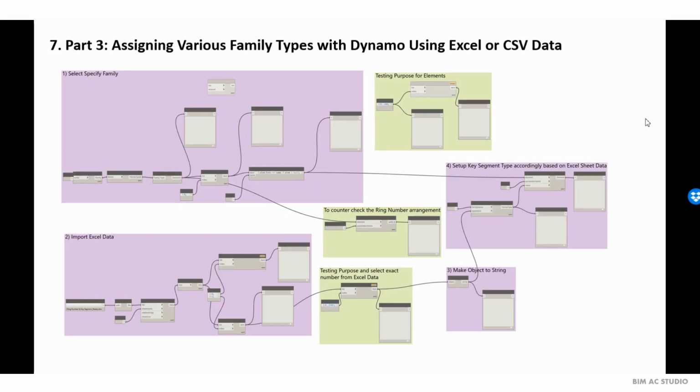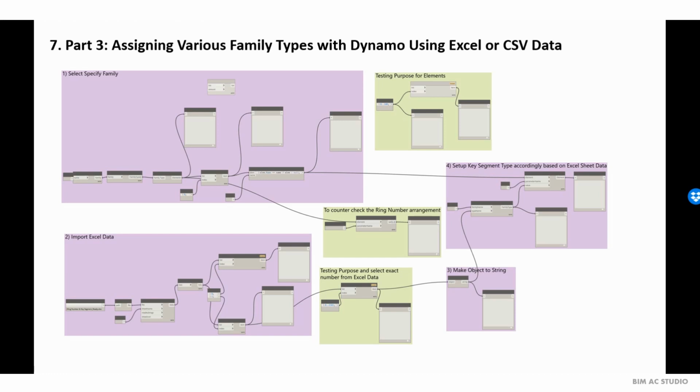Alright, so here's Contact number 7, part 3: assigning various family types with Dynamo using Excel or CSV data. In this slide, you will see the overview of the Excel data and CSV Dynamo script. If you are using Excel data, this will be step number 1 to step number 4.